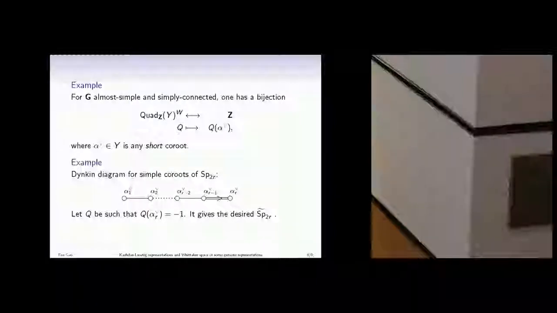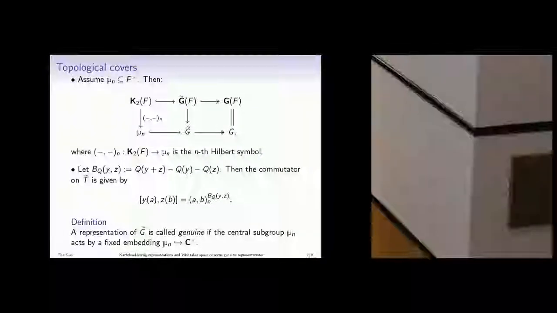Sp2R. If you draw the Dynkin diagram for the co-roots, you look at the short one, you assign negative one, or maybe you assign one. You'll get some extension of Sp2R by K2. So this is the desired one. By desired one, I mean the topological covering arising from this covering will be, let's say the double cover, the usual metaplectic double cover. So by saying topological cover, we mean this.